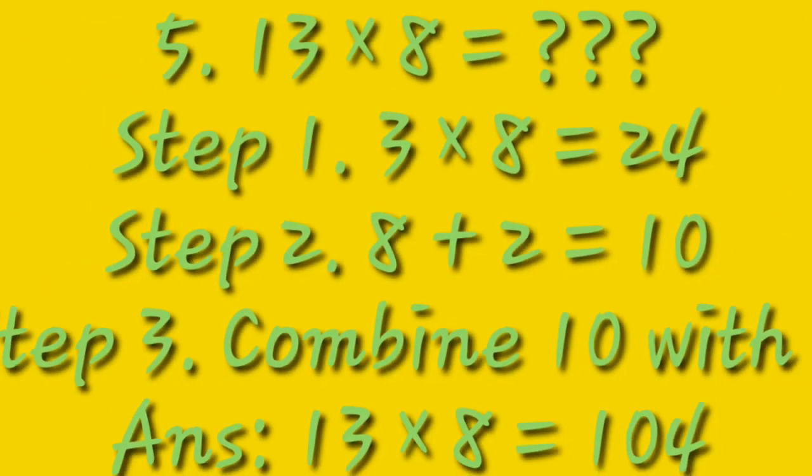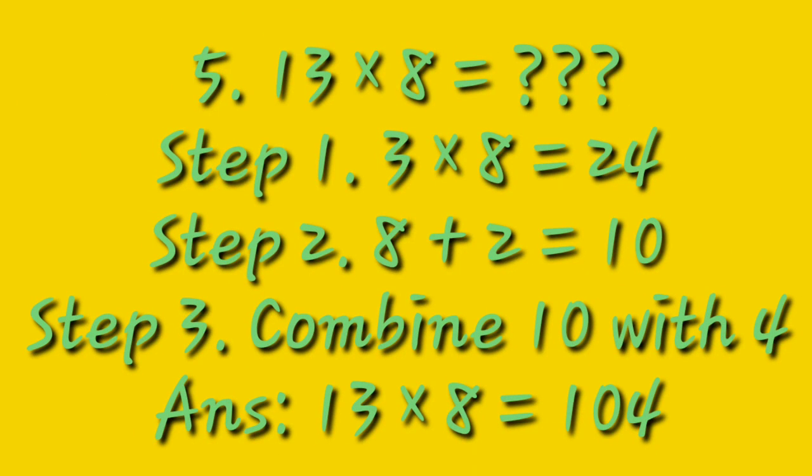Now let's move on to question number 5. The question number 5 was 13 into 8. Now again the first step is you have to multiply 3 with 8. So 3 8s are 24. Now in the next step, you have to add multiplier 8 with the tens place of 24, that is 2. So 8 plus 2 comes out to be 10. In step 3, you have to combine this 10 with the 4 of 24. So just combine 10 and 4 and you will get your answer as 104. So 13 into 8 is equal to 104.